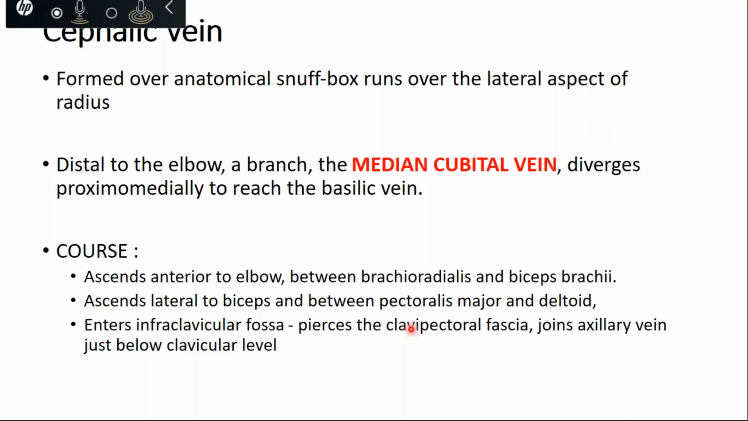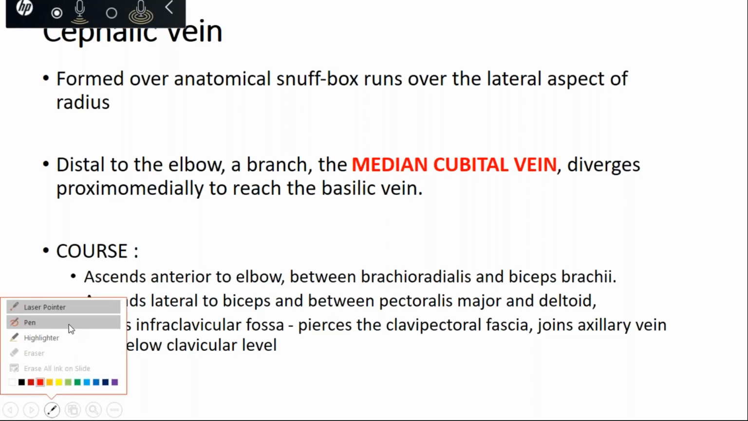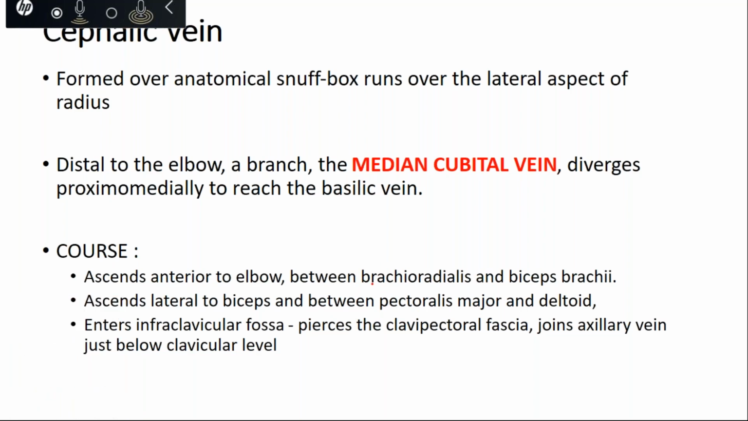What is a brachioradialis? Yes, brachioradialis is the name of a muscle. See, all these are names of the muscle, which they will be teaching you in the respective parts. Brachioradialis is a muscle. Biceps brachii is a muscle. This is also the same. This is the biceps brachii. Pectoralis major is a muscle. Deltoid is a muscle.